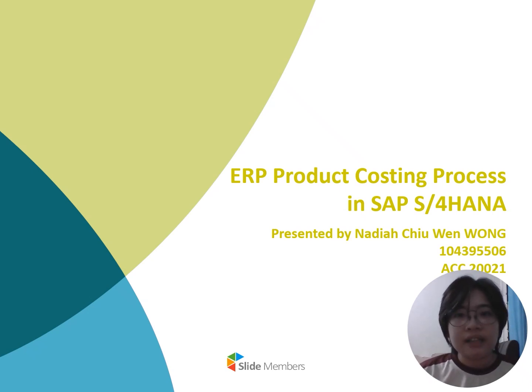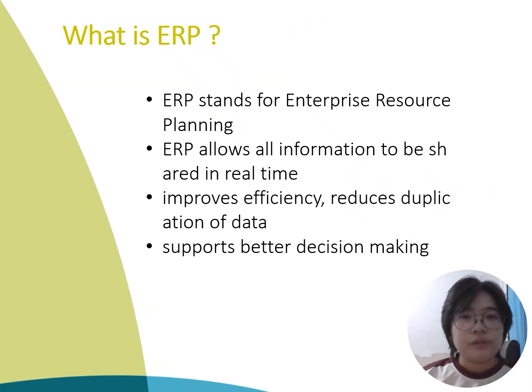Today I will present my SAP product costing process assignment completed using SAP S/4HANA and the Global Bike case study. The purpose of this assignment was to understand how ERP systems support manufacturing, costing, and decision-making through an integrated system. ERP stands for Enterprise Resource Planning.